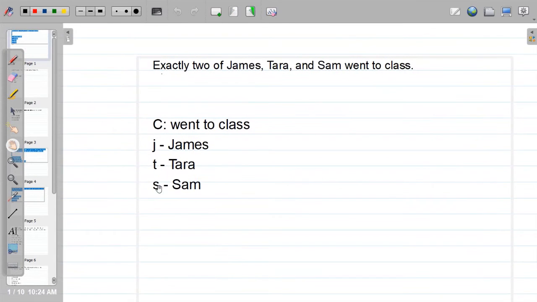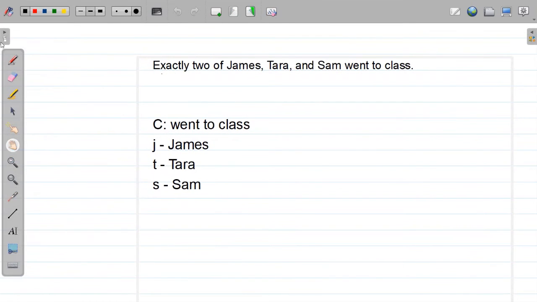So remember this stuff? Let's do a couple of these real quick, because I very well might give you a couple of these things about number. Remember number? OK. Exactly 2 of James, Tara, and Sam went to class. So this is not a generalization, right? We're talking about 3 specific people applying properties to those 3 specific people, right? So you do not need an existential or universal generalization here. It's one of those weird ones where we're just making a claim about specific objects.